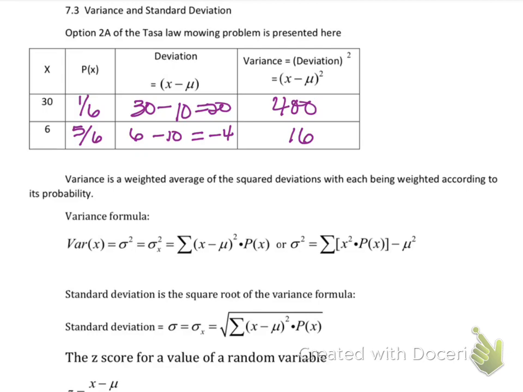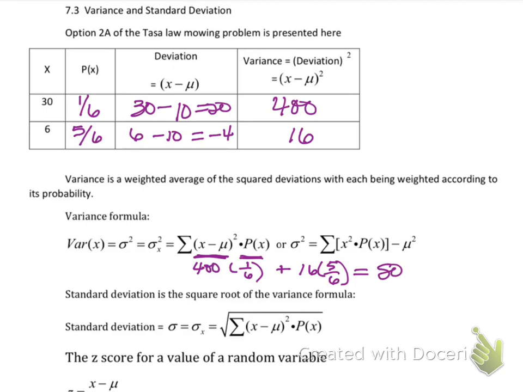Okay, so when we're working with these weighted averages, in order to determine variance, this is how we're going to do it. We're going to take this squared value and multiply it by the probability, and we're going to sum them all up. So in the first situation, we have 400 times 1/6, plus 16 times 5/6. And if you do the math, you should get that your variance is 80.